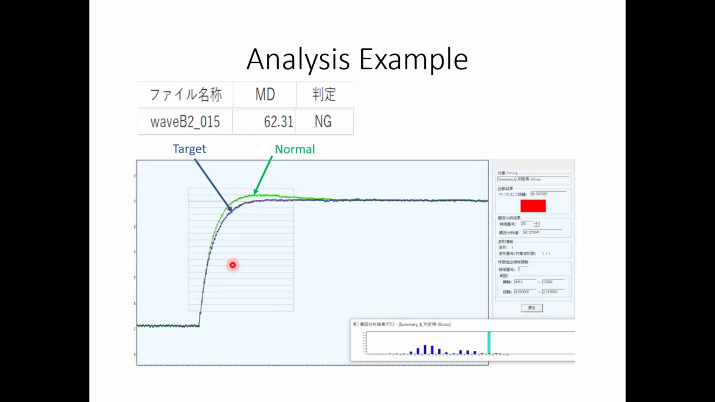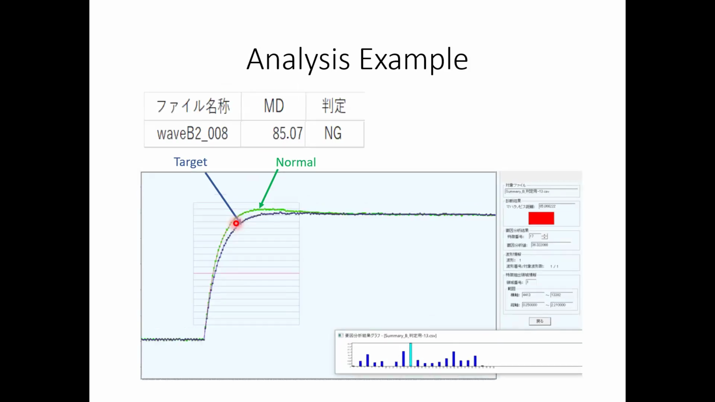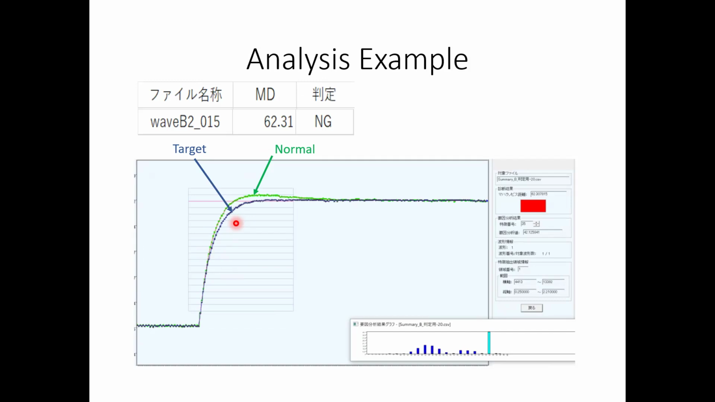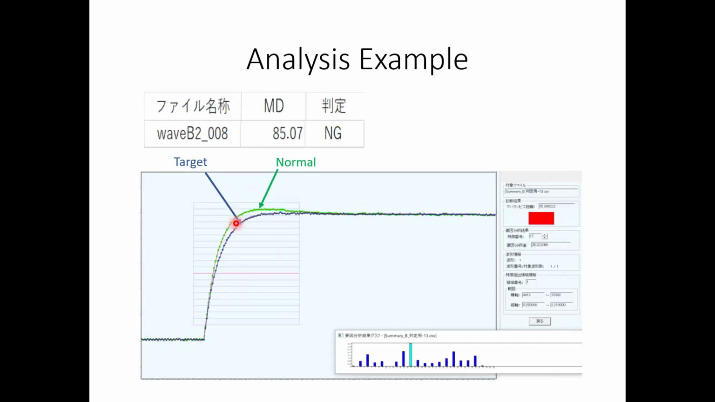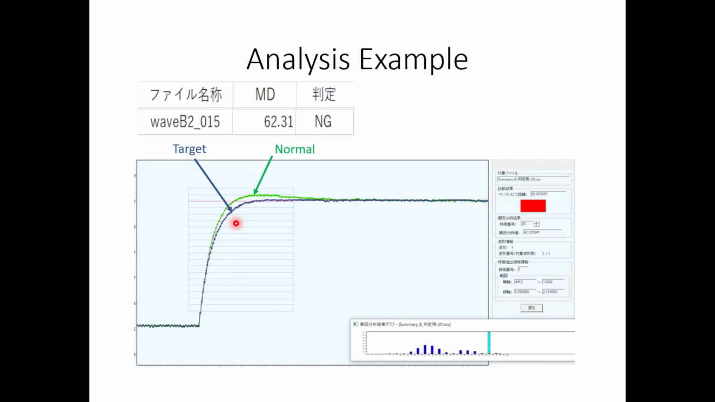The next example has an MD of 62. As in the previous example, the rise is slow. However, compared to the previous waveform, the degree is smaller, and we can agree that the MD is also smaller. The former waveform and the next waveform: MD is 85, MD is 62.